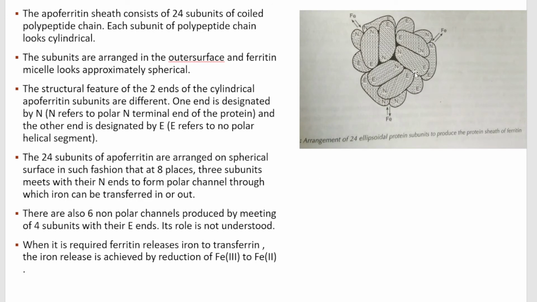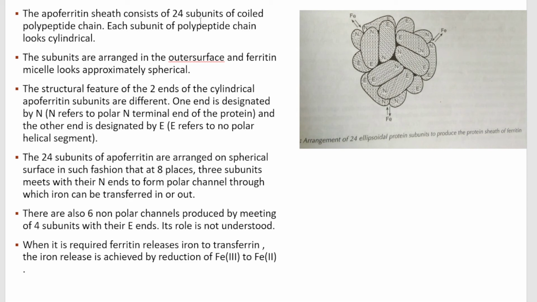Now let's understand more about the ferritin structure. The apoferritin sheath. So far we studied the core where there are Fe+3 ions present in the center, and its composition also we understood. But what about the sheath that is covering it? Now this is the structure of ferritin. The central core is present somewhere in the middle and it is covered by this sheath.